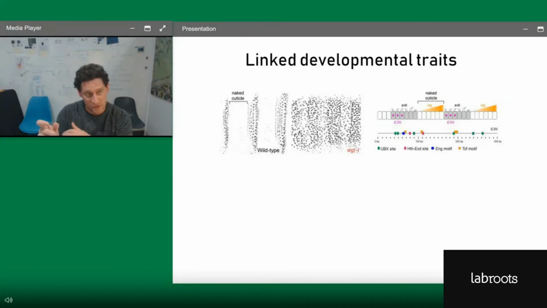If you mutate this gene product, instead of having these nice, clean little hook structures, and I hope you can see that here, where you normally have these naked regions, if you remove this product you can actually get a lawn of these. And it turns out what this is doing is making these naked patches by functioning as a repressor.